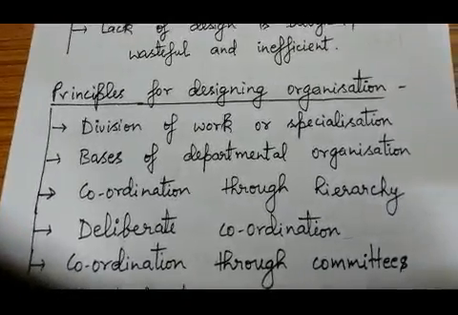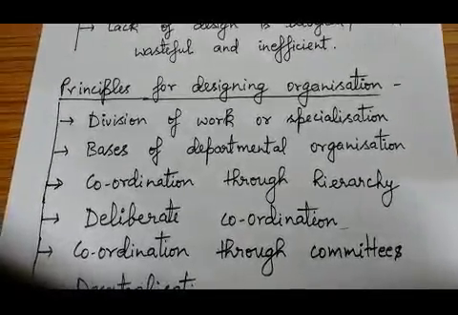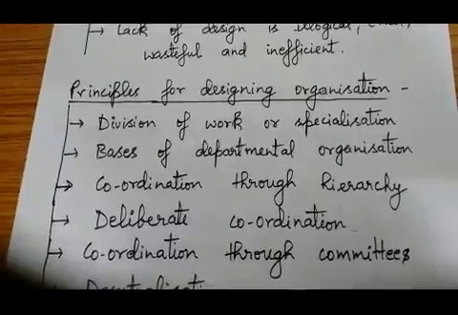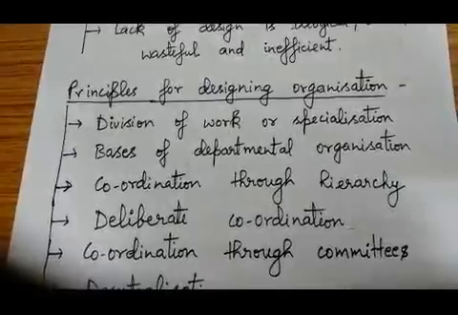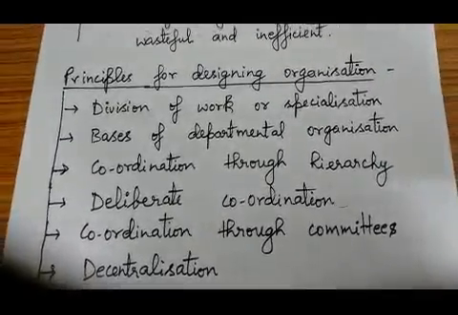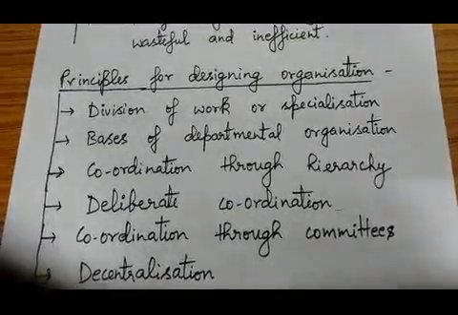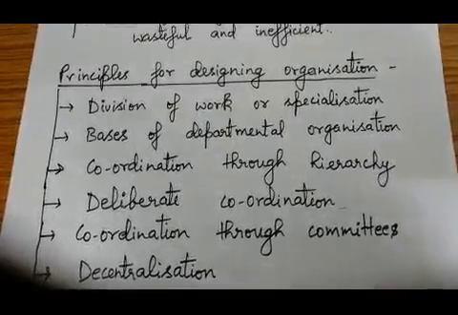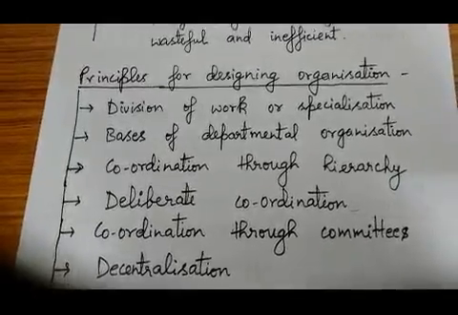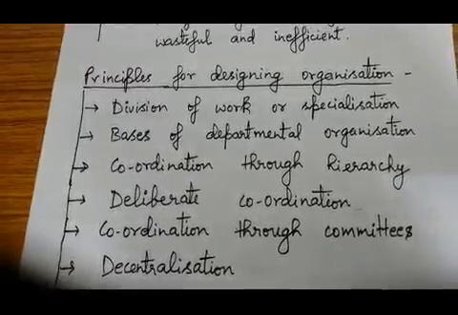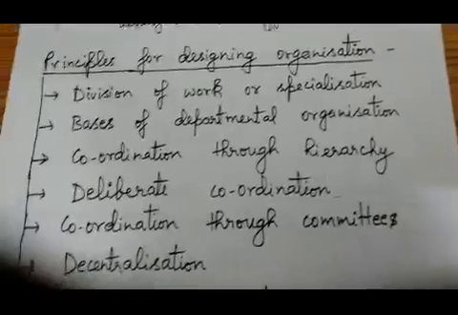The first principle is division of work or specialization. You have to divide the work between different parts, and this was talked about by Fayol also, Taylor also, and now he is also saying the same thing. Then the basis of departmental organization. This is a very important concept and we will see it in detail later: how organizations are actually formed. There are four bases: purpose, function, people, and so on; we will see later.